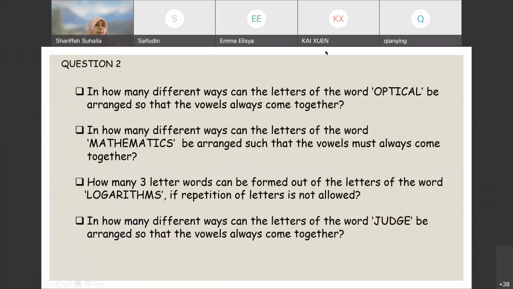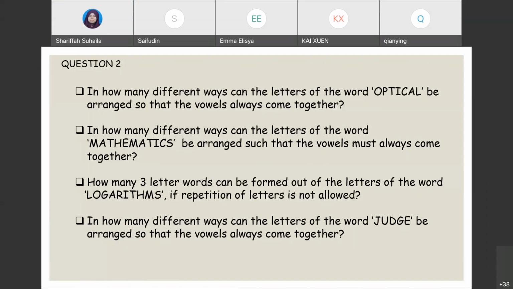So if you refer to the first question: in how many different ways can the letters of the word OPTICAL be arranged, but the condition is the vowels always come together. So here you need to identify which ones are your vowels. What do we have? A, I, and also O. That is your vowels.